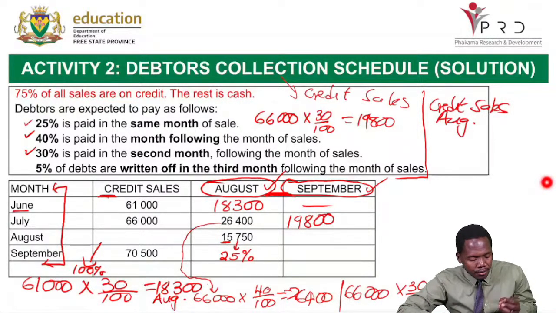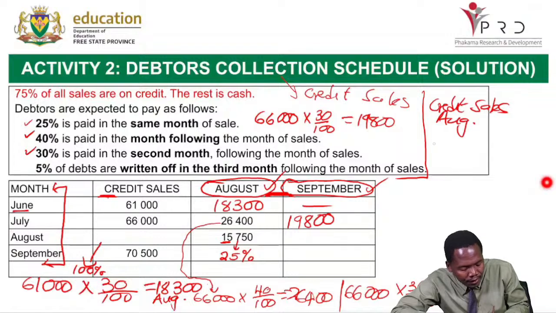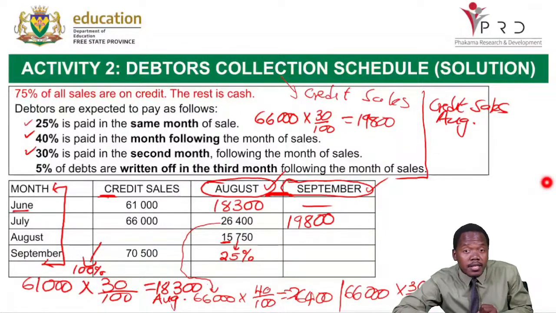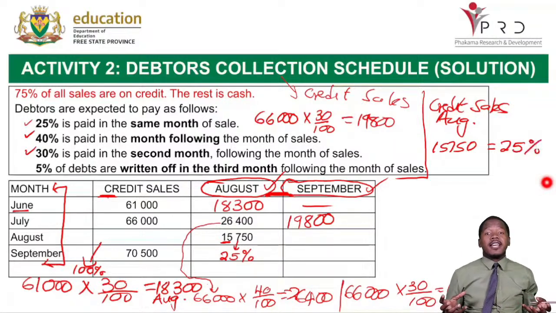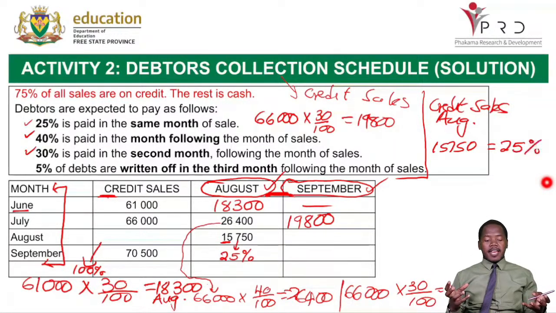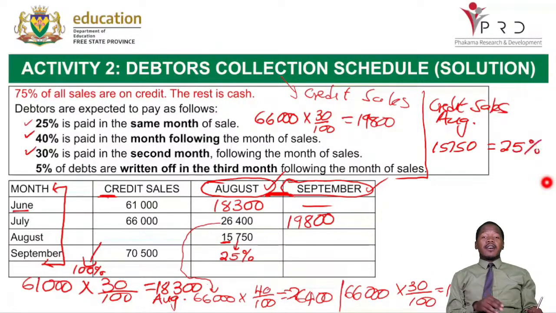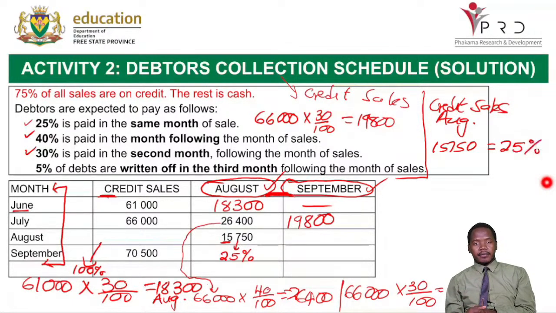Okay? How do I do that? First of all, I need to write down some information, some guidance. I would say now, 15,750 is the same as 25%. That is the collection. Why am I saying it's the same as 25%? Because the 15,000 recorded there is the first collection for the month of August. That's why it's recorded in the column of August, because that is the month of sale and the month of collection at the same time.